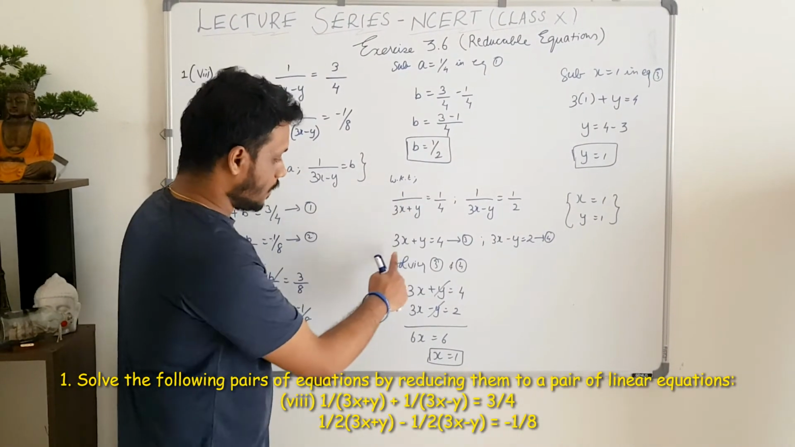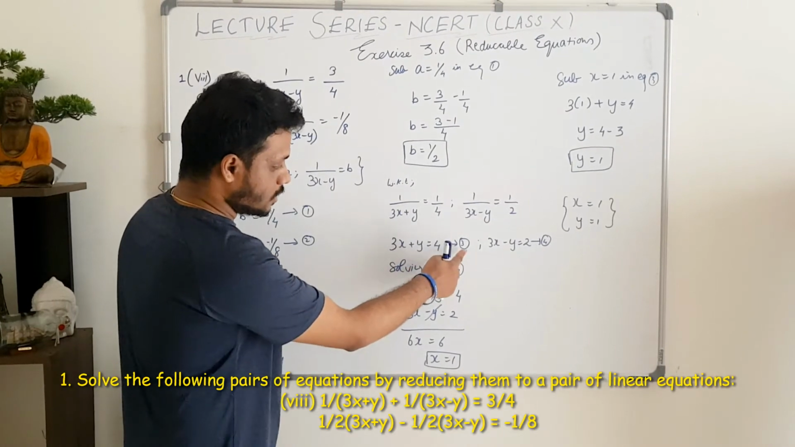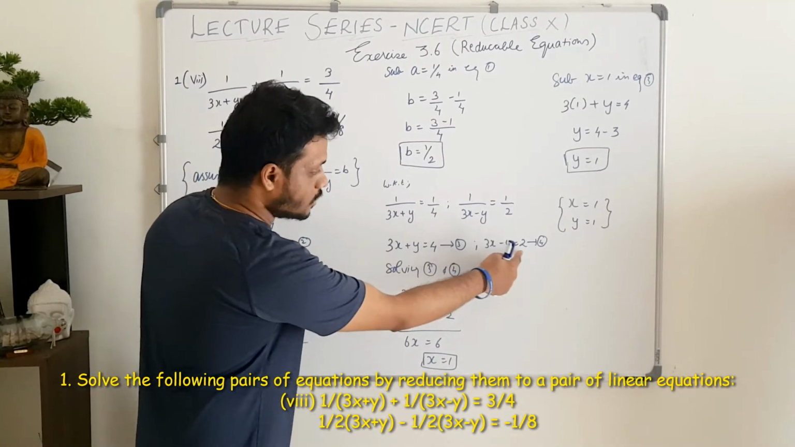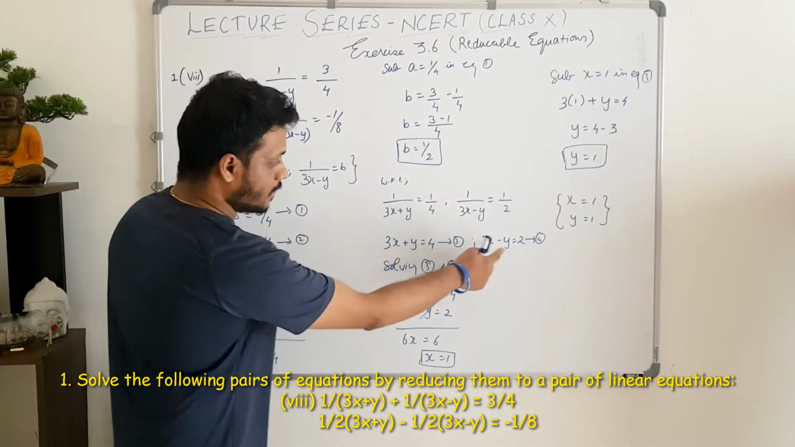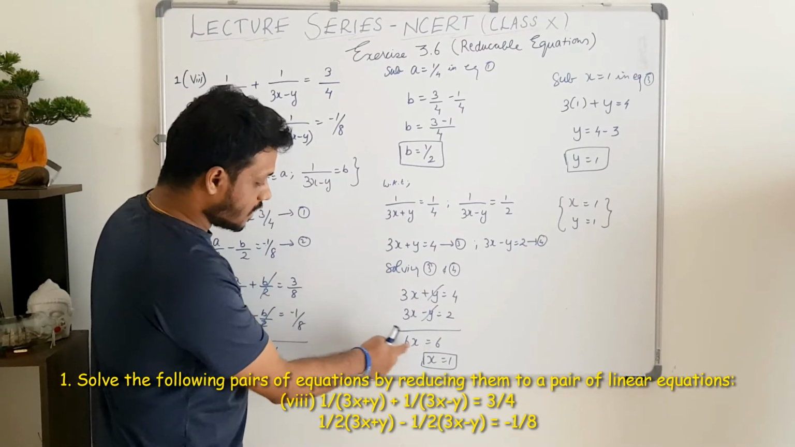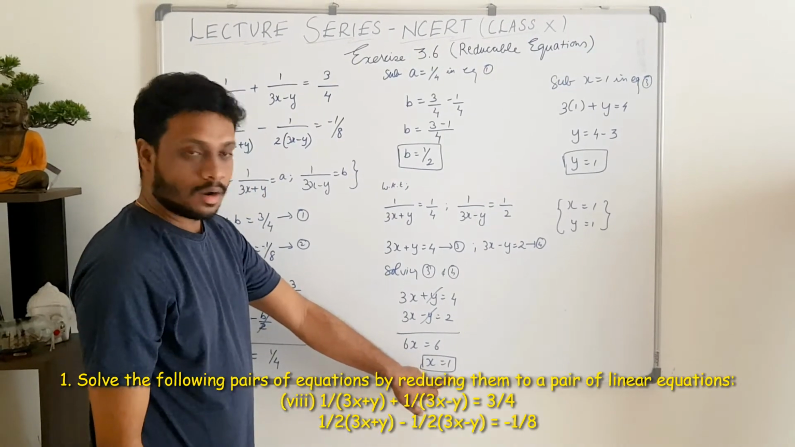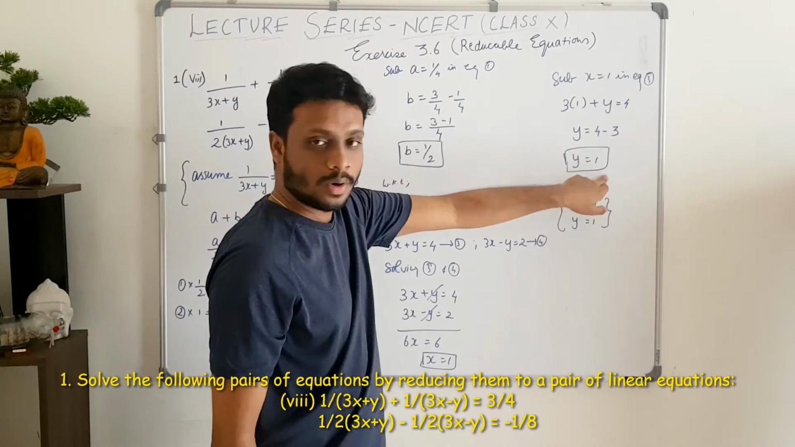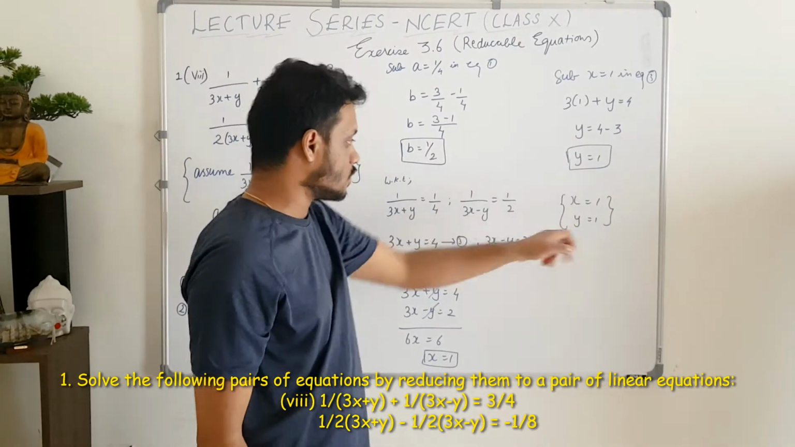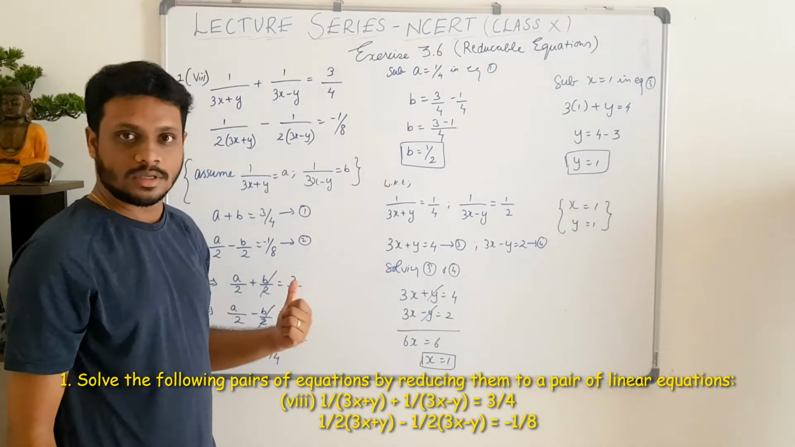So when I cross multiply, I get 3x plus y is equal to 4, which is my third equation, and 3x minus y equal to 2, which is my fourth equation. If I solve the third and fourth equation, I can cancel plus y and minus y. So it will become 6x is equal to 6, x would be 1. Now I substitute x is equal to 1 in the third equation, so I get my y is also equal to 1. Therefore the solution for this question is x is equal to 1 and y is equal to 1.